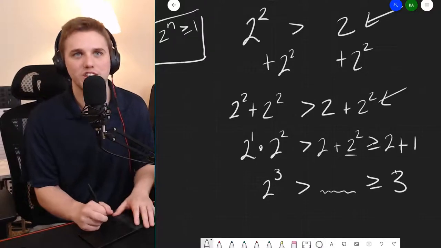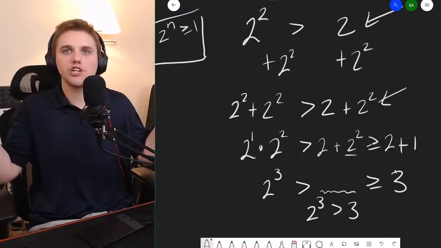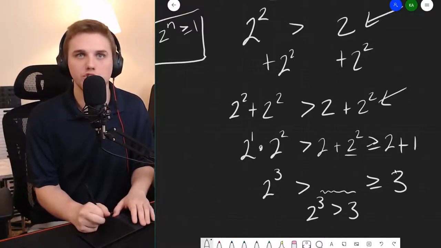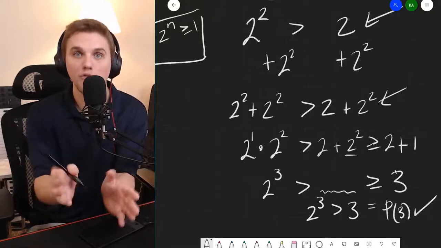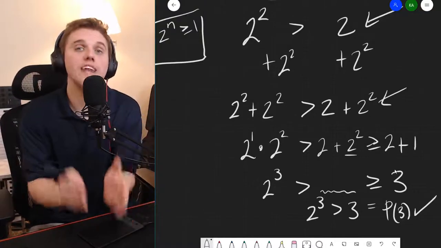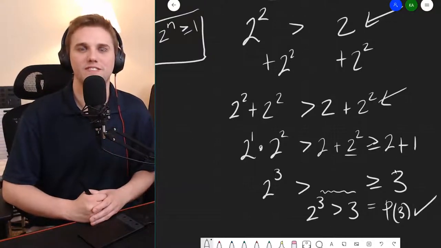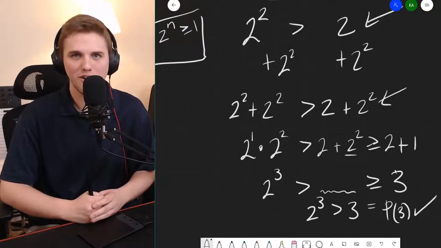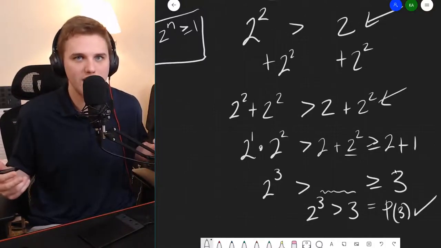Whoa. This just says that 2 cubed is greater than 3. It's like magically we just proved that P of 3 is true. We just proved that P of 3 is true without even checking. Can we do that for P of 4? Like, what if I want to show that P of 4 is true without checking? How would I do that?